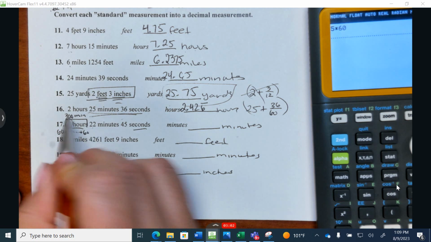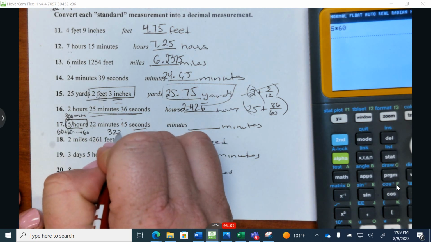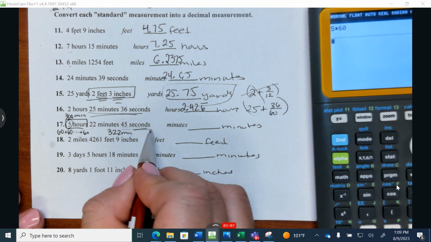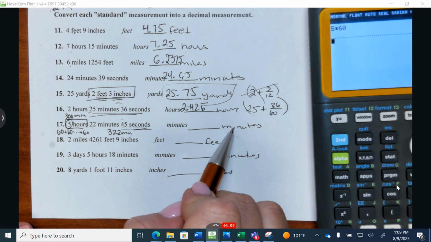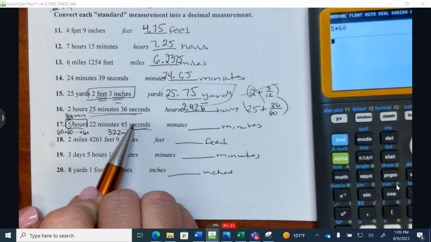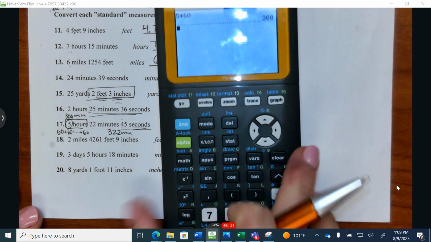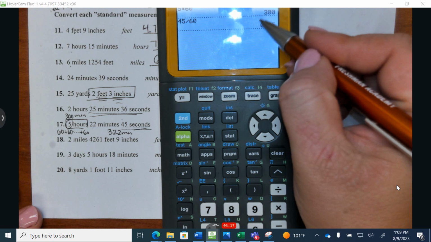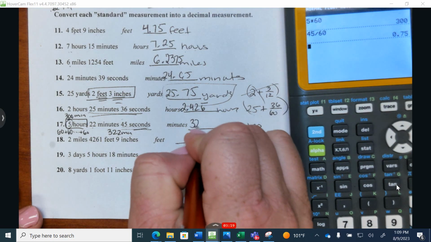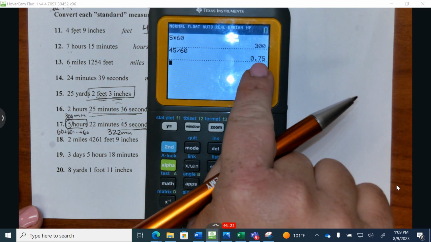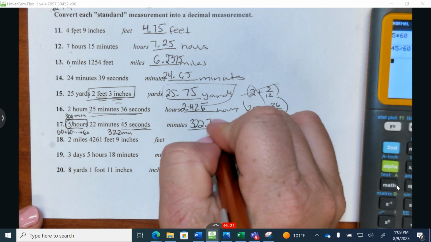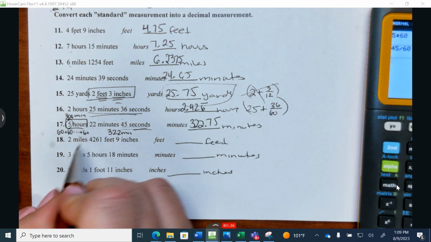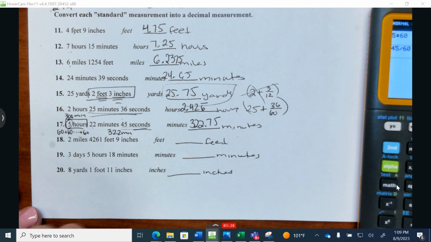So 22 and 300 is 322 minutes. But what about this extra piece? Because it has to be written in terms of minutes. Ask yourself, how many seconds are within a minute? The answer is 60. So this is like the remainder. I have 322 full minutes and a remainder of only 1 portion of a minute.